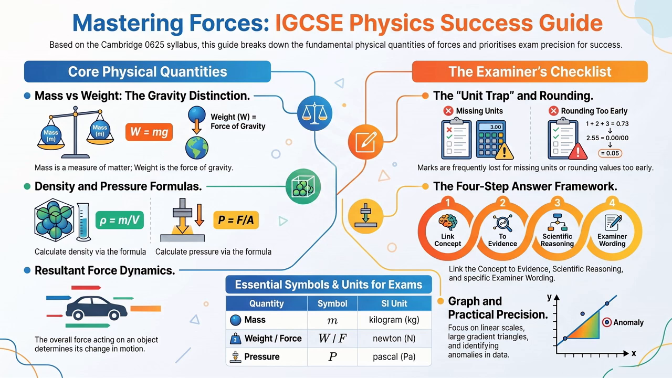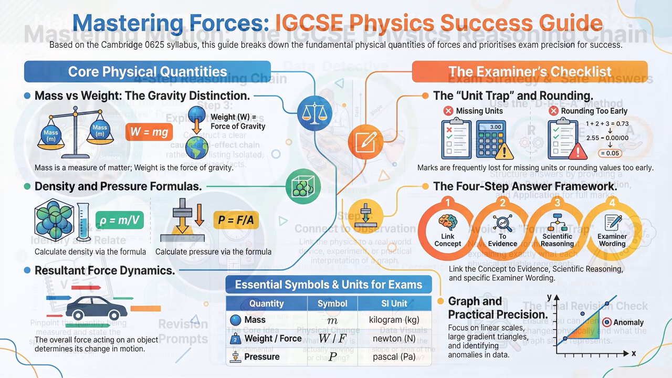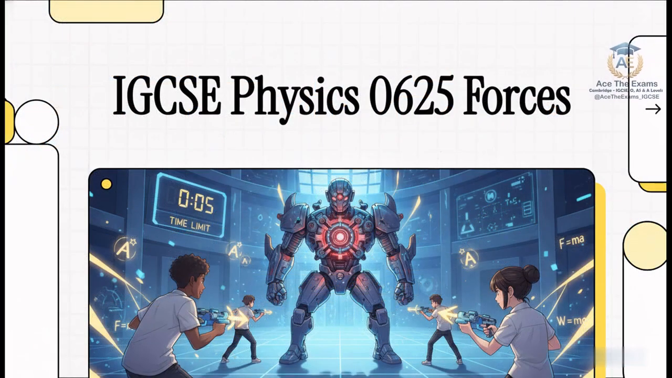Picture this. You're completely trapped in the examination hall. The clock is ticking down, and you're staring down the absolute final boss of the IGCSE Physics 0625 paper, forces. One wrong move, one forgotten formula, and your A star literally slips right through your fingers. But hey, we're not going to let that happen.